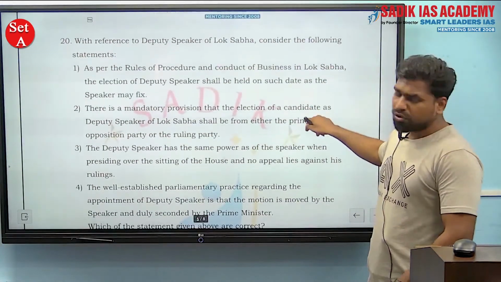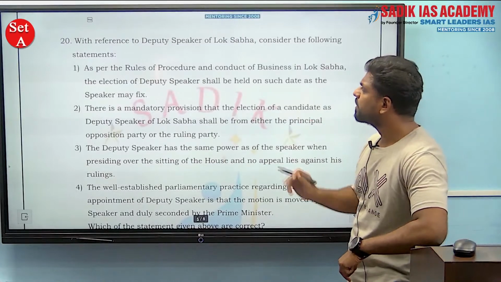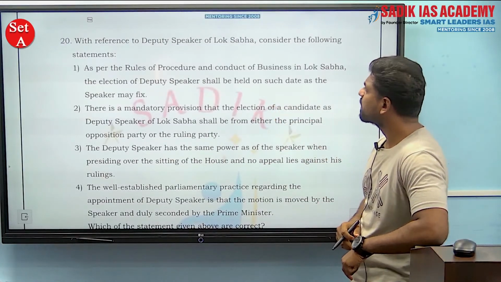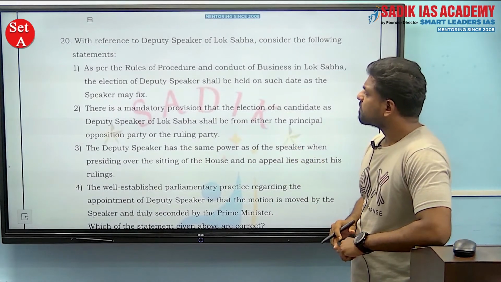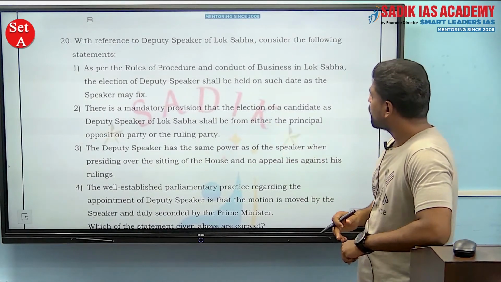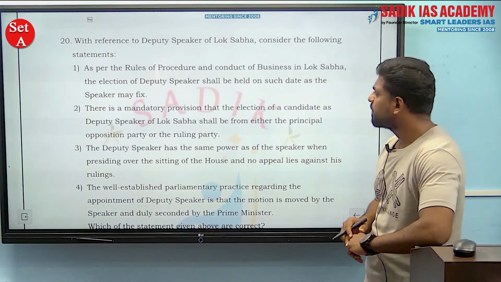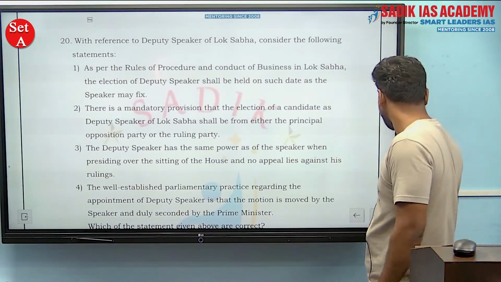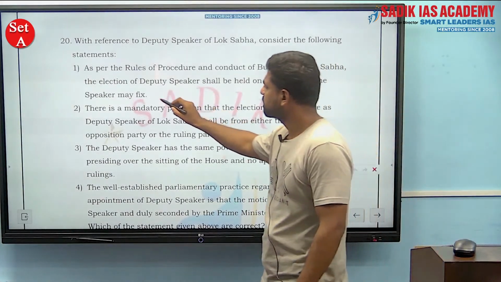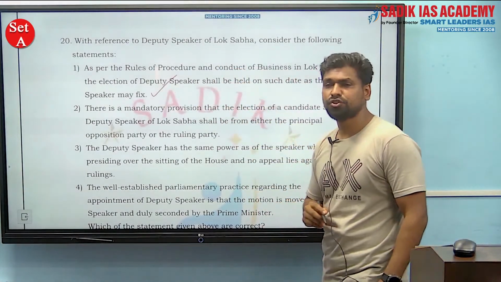Yeah, we'll move on to the next question. With reference to the Deputy Speaker of Lok Sabha, consider the following statements. Statement number 1. As per the rules of procedure and conduct of business in the Lok Sabha, the election of Deputy Speaker shall be held on such a date as the Speaker may fix. This statement is true.